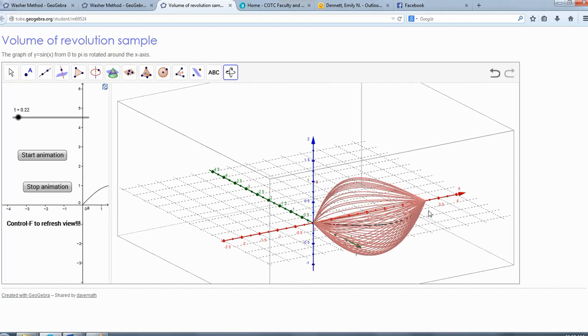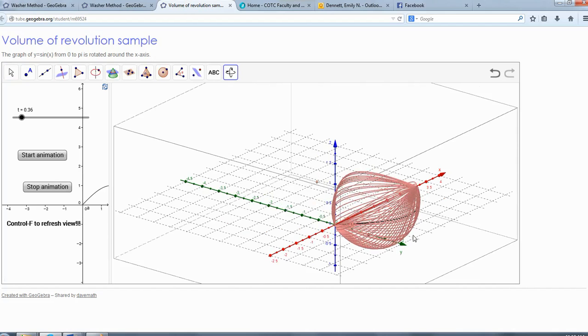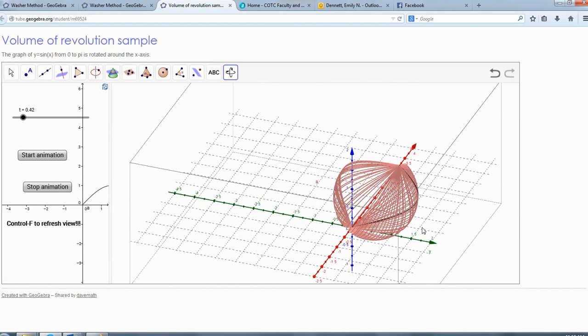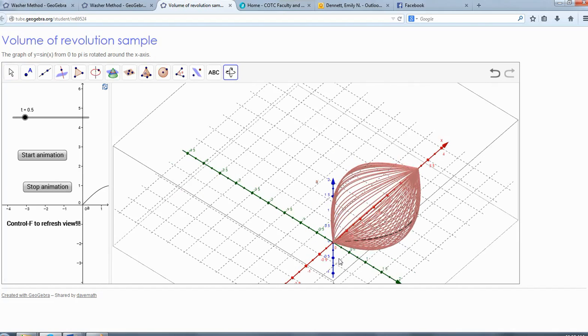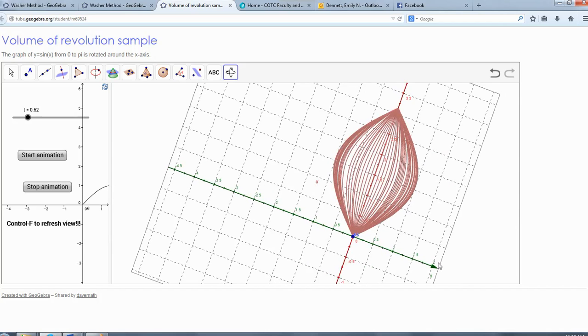So now you're seeing it pop out, and we're creating this 3D shape, this 3D solid, and the idea is that this would be completely filled in, okay? So it would be a solid.